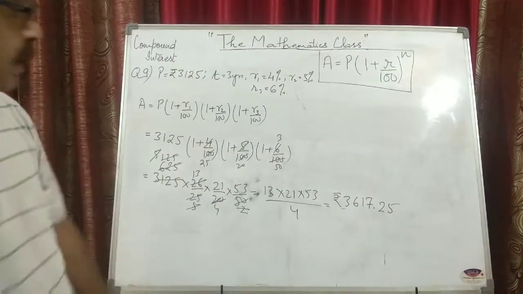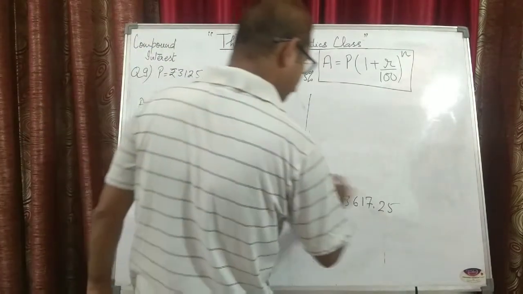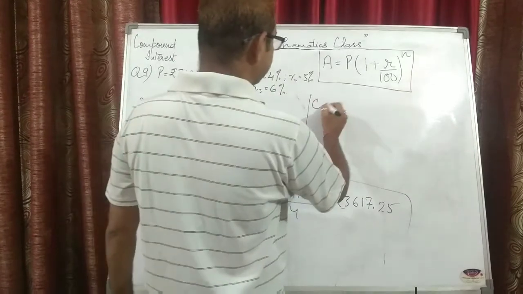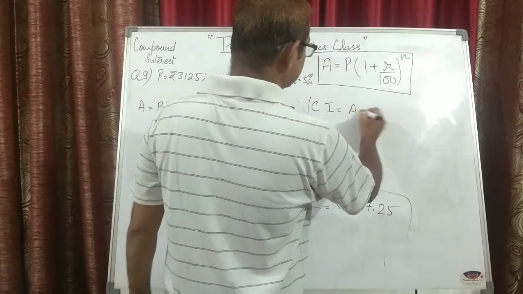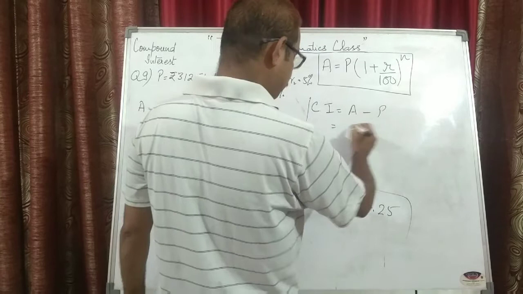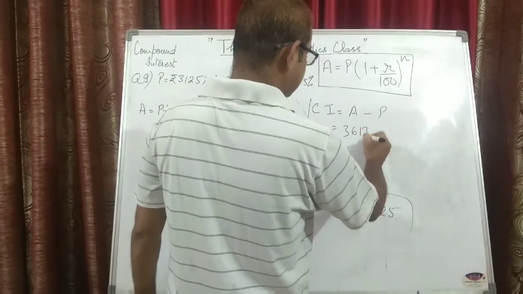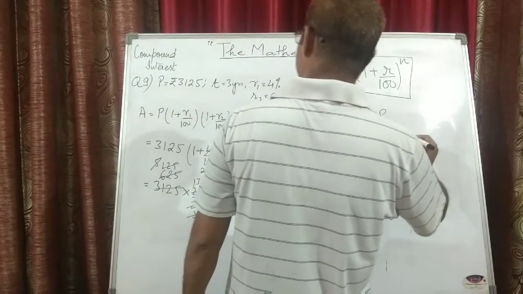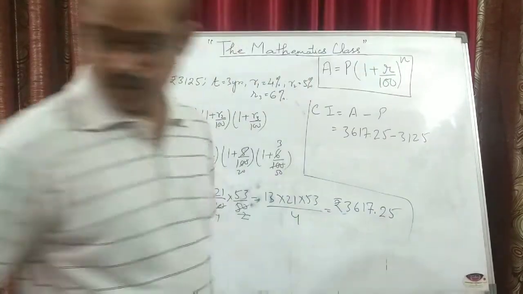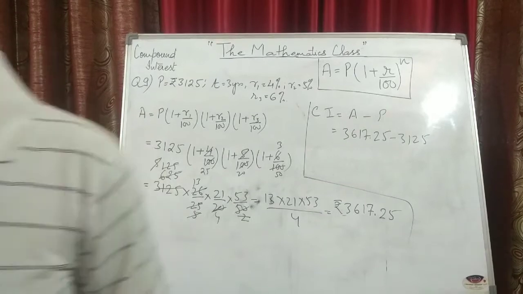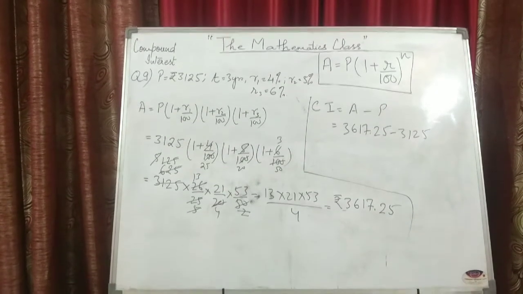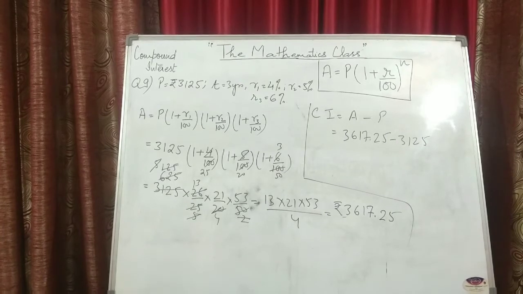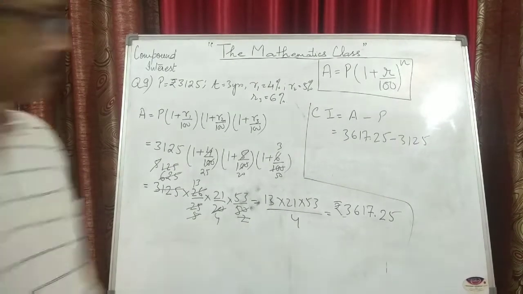So this is the amount, and we have to find the compound interest. So compound interest will be amount minus principal. Amount is 3617.25 minus 3125, and you solve it out, you will get the value. 3617.25 minus 3125, you will get 492.25 rupees.